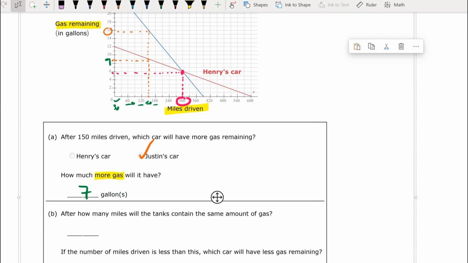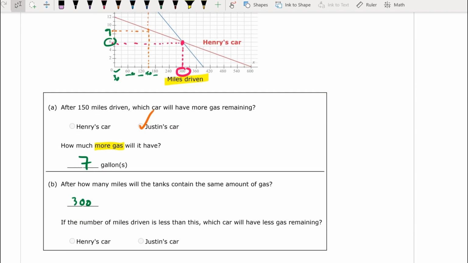We are at part B. How many miles will the tanks contain the same amounts of gas? The two lines intersect at 300 miles driven. So the gas in both cars is going to be 6 gallons in the tank. So how many miles will the tanks contain the same amounts of gas? The answer is 300 miles.